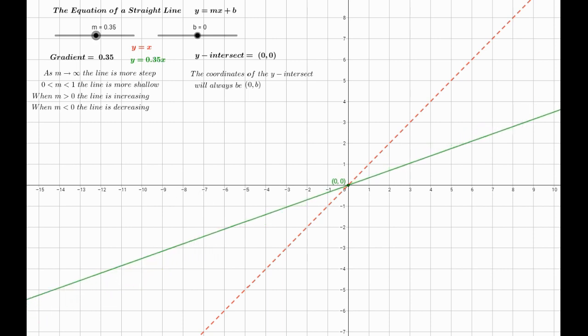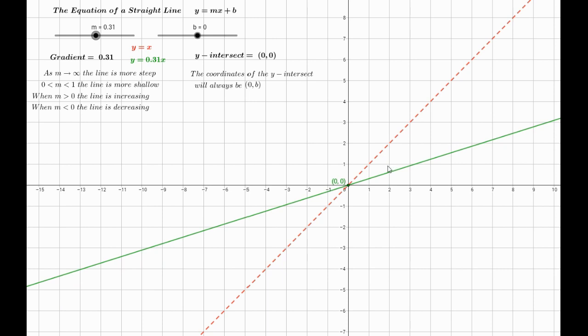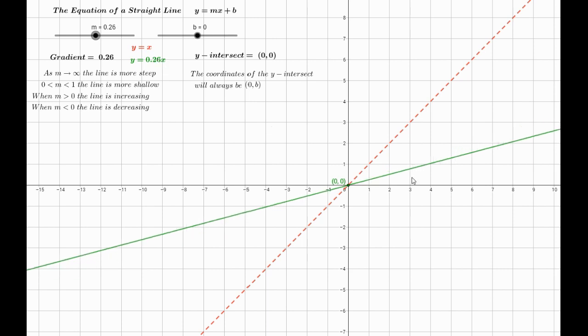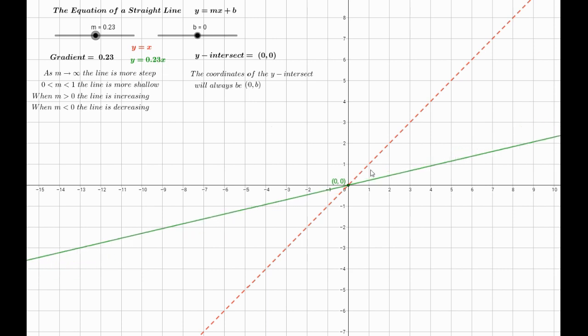So it's not as big of an incline. If you can imagine yourself walking here, it's easier to walk on this because the stairs aren't as steep. But as we make the gradient smaller and smaller, it's getting less and less. There we are.